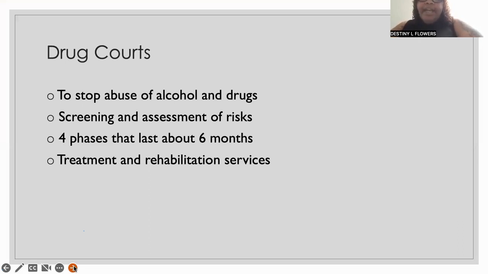Sometimes they give breathalyzers for the offender's car so that they can use it every time before they drive. Or they'll give ankle monitors to watch and make sure that alcohol is not going in the blood, like nobody's drinking alcohol.